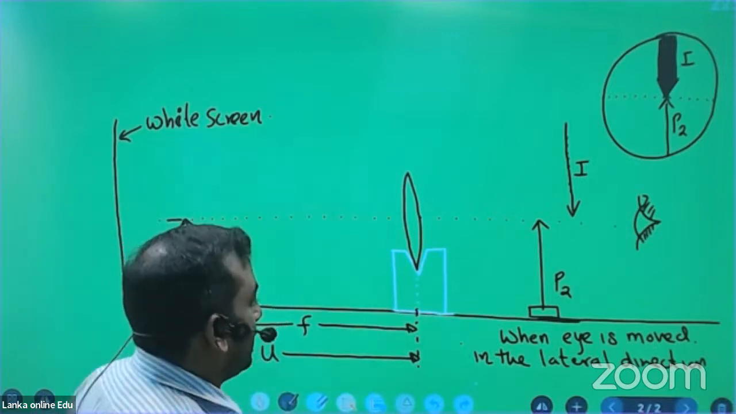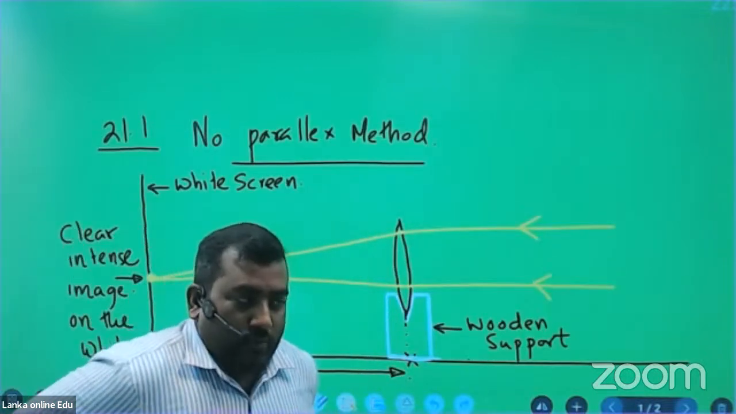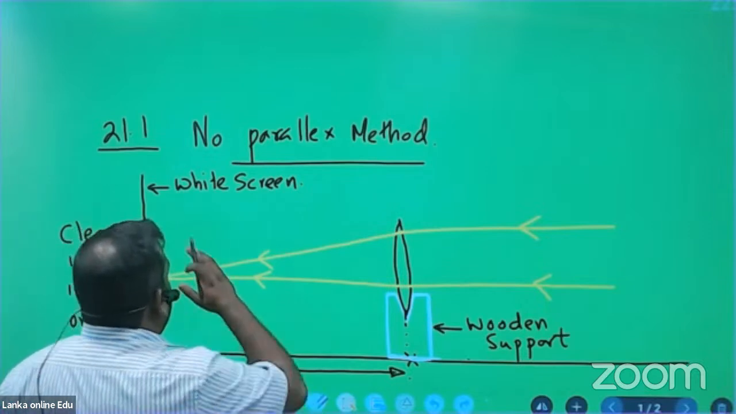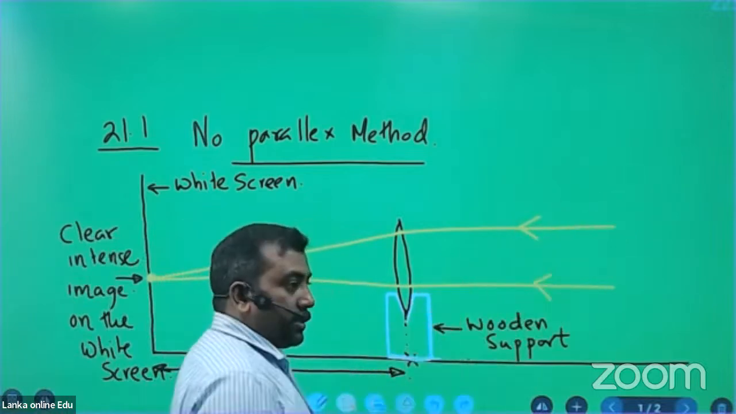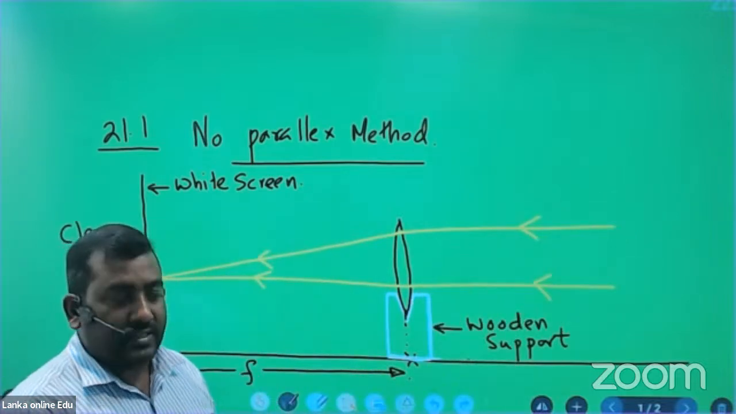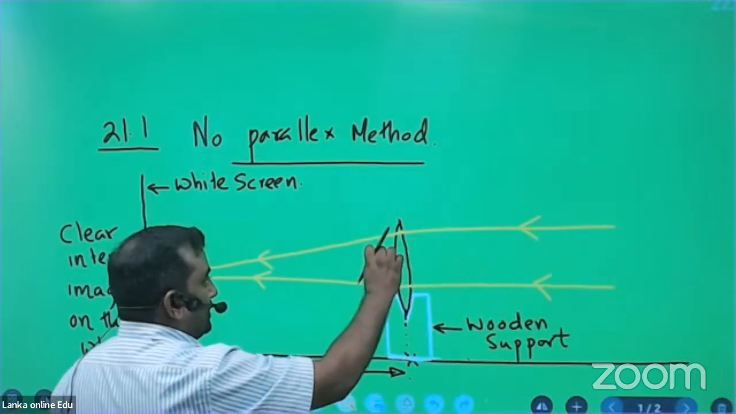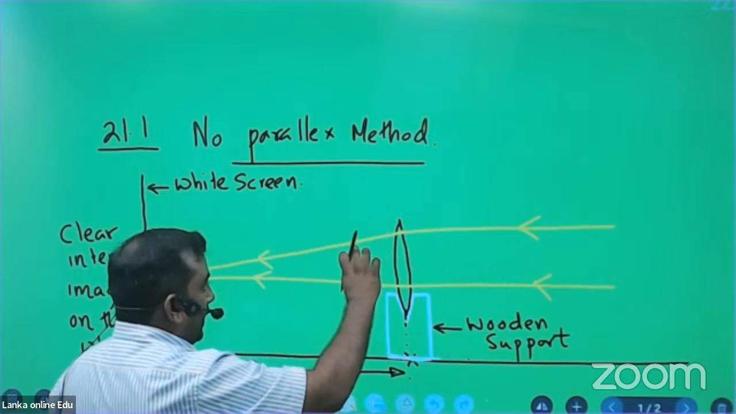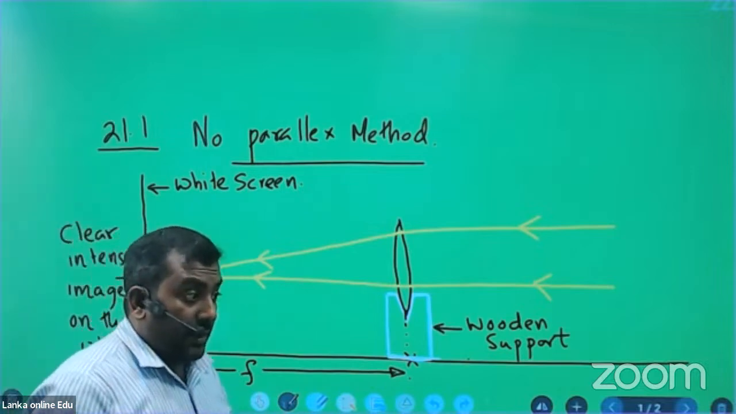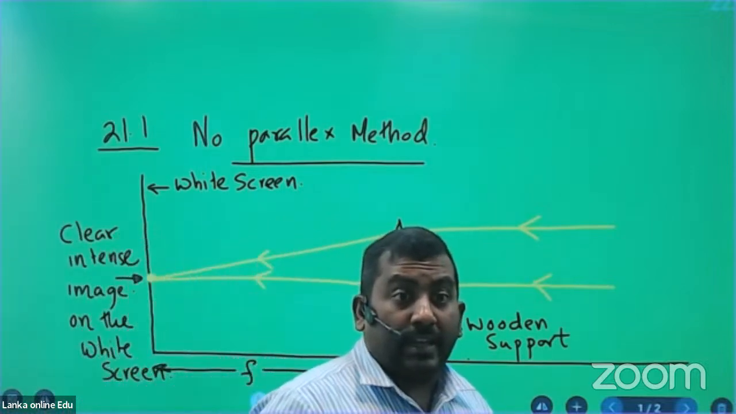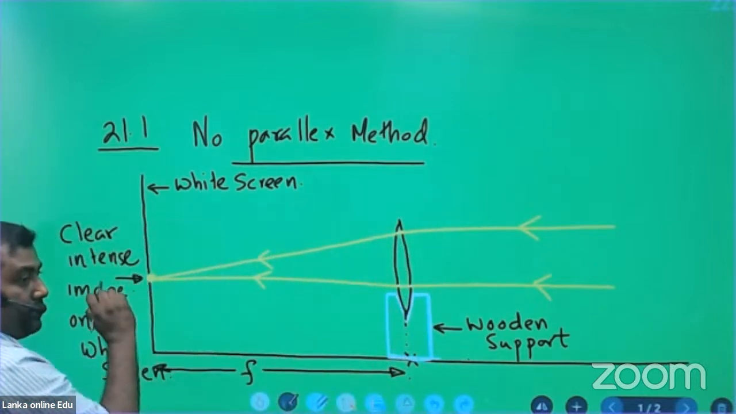Right. Okay, look. I'll explain again from the beginning. So this is what we do. We keep a white screen and we focus on a distant object. Light rays coming from infinity will go through this lens and converge onto the screen. When it converges onto a screen, a clear intense image is formed.